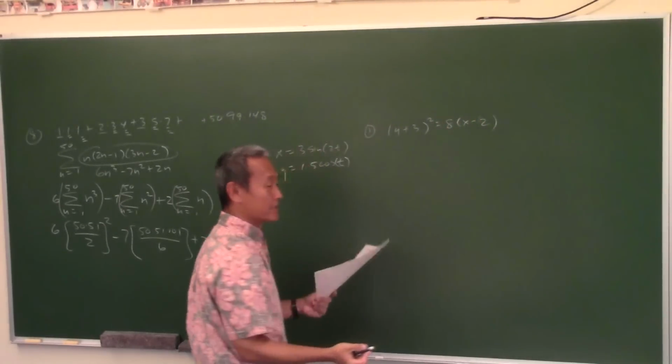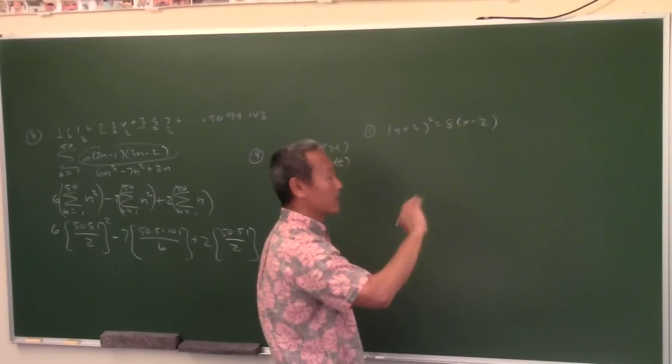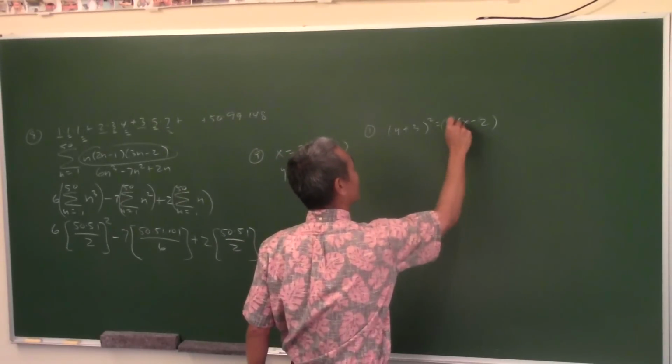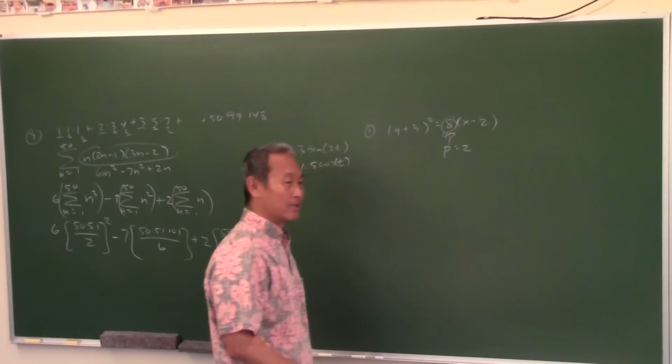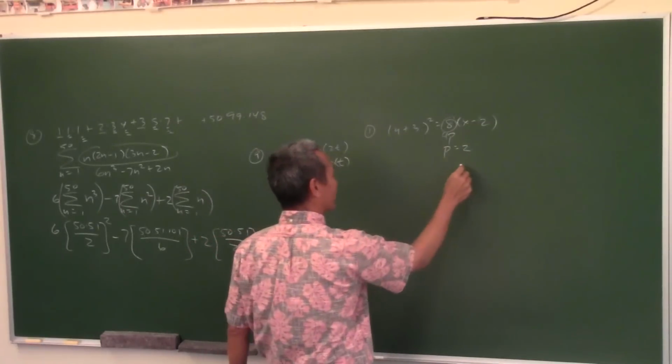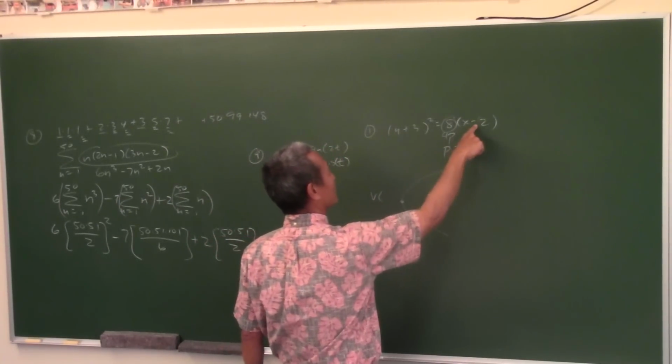Okay, so it's already in standard form, right? Since the y is squared, that means it opens either left or right, and since this number here is 4p, p is equal to 2. Since p is positive, it's opening to the right. Here's the vertex. The vertex is going to be 2, -3.